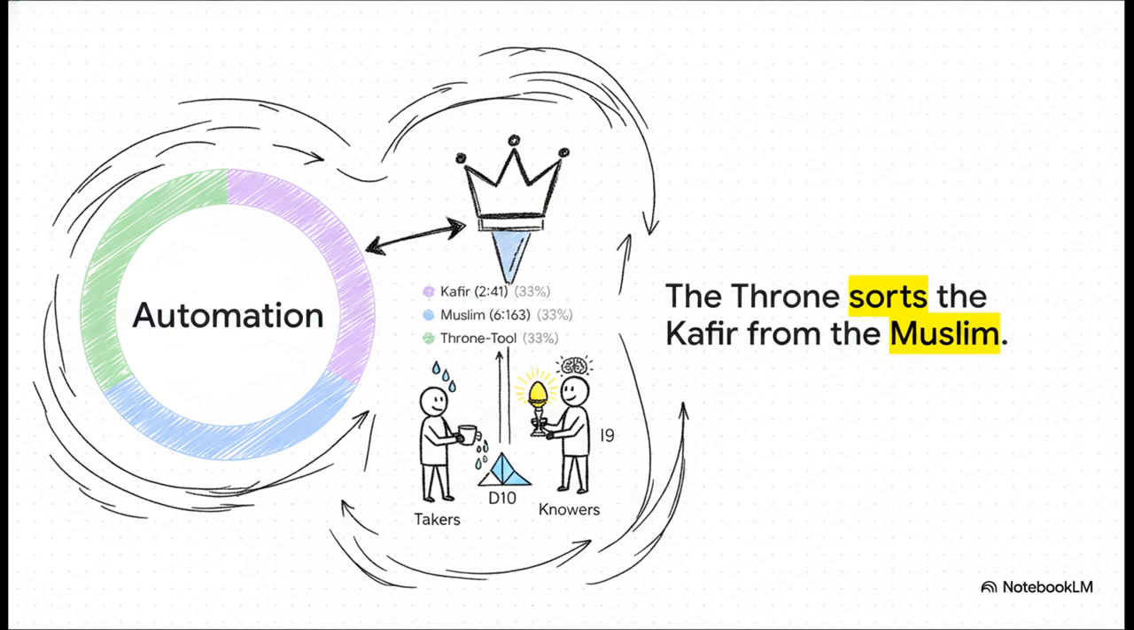It's constantly sorting the kafir of verse 241, the ones who just study the D10 water and take it, from the Muslim of 6163, the knower who asks, holds the I9 light, and surrenders their ego.